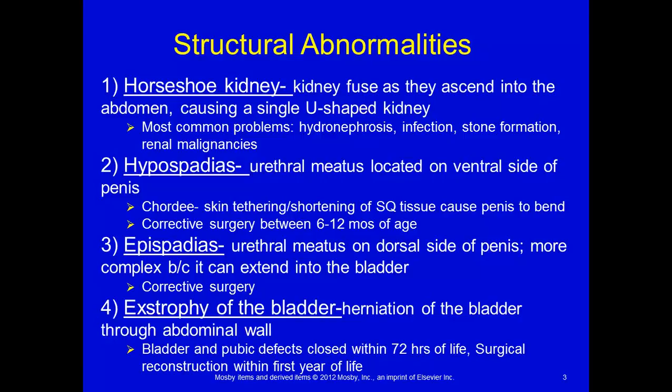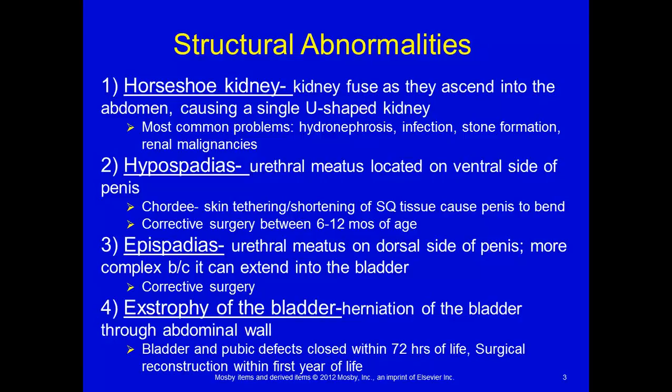Both the bladder and the pubic defects are usually closed pretty quickly again after birth. About 72 hours is the goal range of when they'd like to get that corrected. But there's a lot of different types of surgical reconstruction that has to happen within that first year of life. So it's a multi-stage surgical intervention.